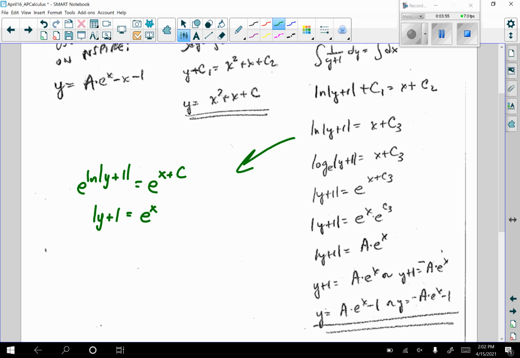We'll separate this e to the x times e to the c, so this is another way. And then this will become a. So we have the absolute value of y plus 1 is going to equal a times e to the x, and then we're right back to this step. So that was another way to look at that.